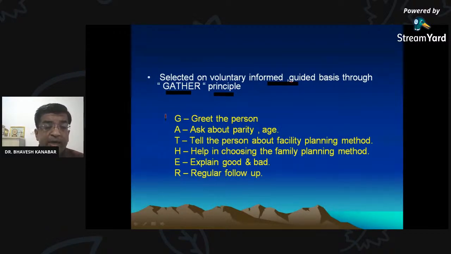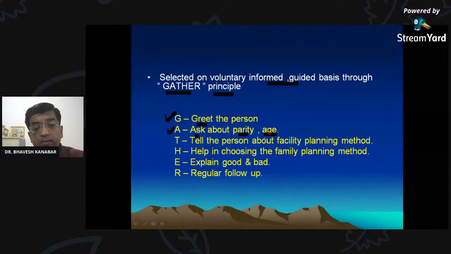So GATHER is the principle of counseling for this IUD, or for contraception in general. First, G is greet the person. Second thing is ask: greet, ask. Ask about what? About parity, about age. We are talking in terms of contraception, so here specifically things will be written, and explanation is written for the contraception.